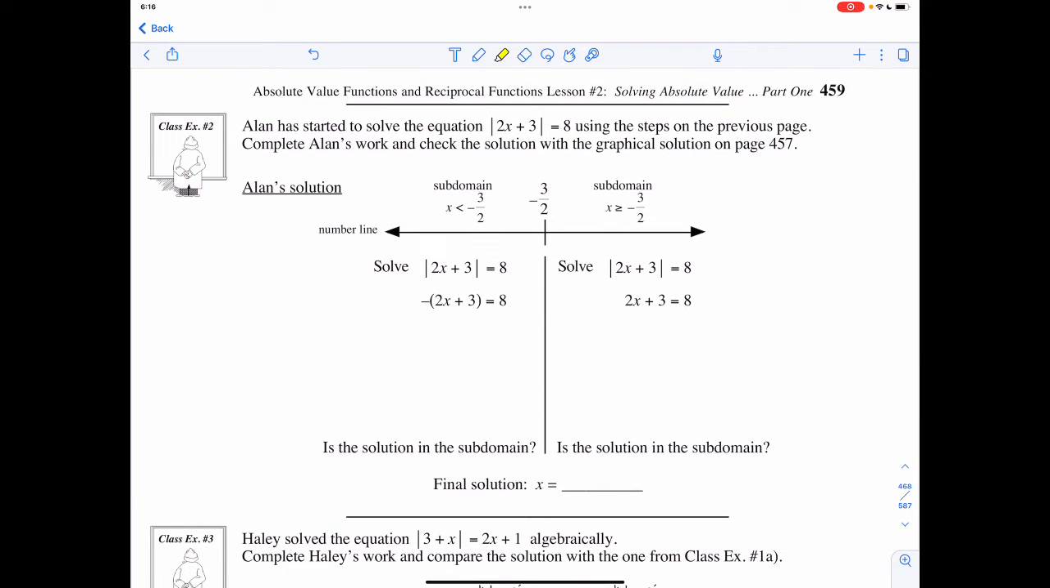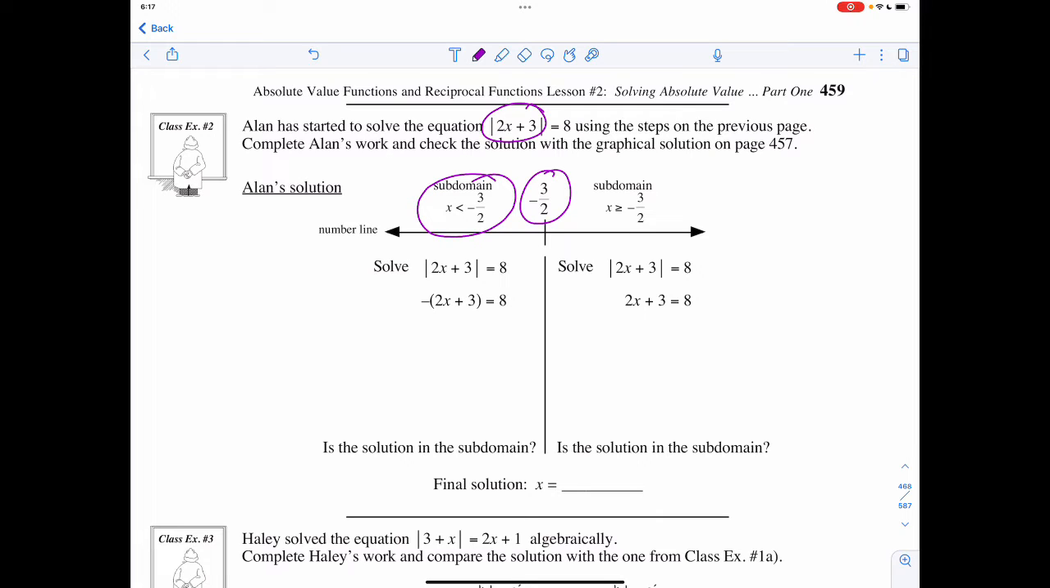Alan started to solve the equation, the absolute value of 2x plus 3 is equal to 8. Using the steps on the previous page, complete Alan's work and check the solution with a graphical solution. So he found that if he took that absolute value of 2x plus 3 and said it was equal to 0, then x would equal negative 3 over 2. There's where the x-intercept would occur. There's when it changes, which means that I have two possible subdomains, when it is smaller than the intercept or when it's greater than or equal to the intercept.